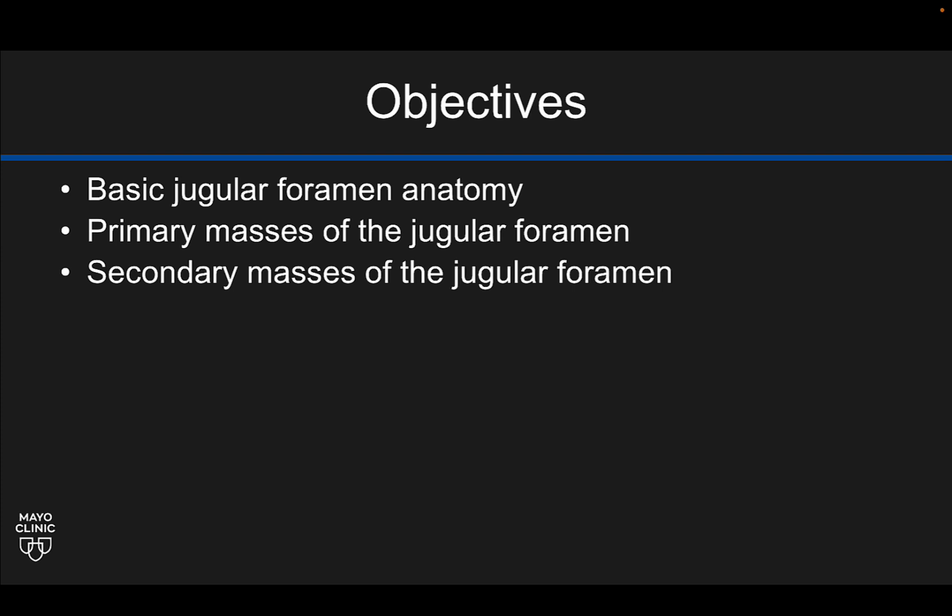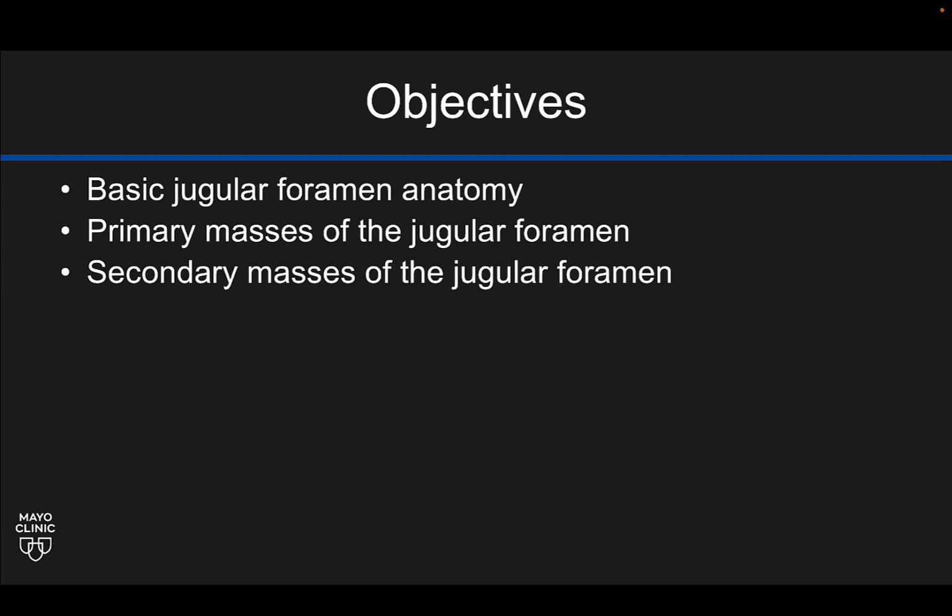So my objectives here, first and foremost, will be talking about just some very basic anatomy of the jugular foramen. And why is that important? Well, if you understand the anatomy and you understand what lives in the jugular foramen, what originates here, you can figure out what type of masses to expect. And really, there's not that many things that live in the jugular foramen, so therefore there's not that many masses that can occur here. We'll move the discussion into primary masses of the jugular foramen, things that actually originate in the foramen from structures that are contained within it.